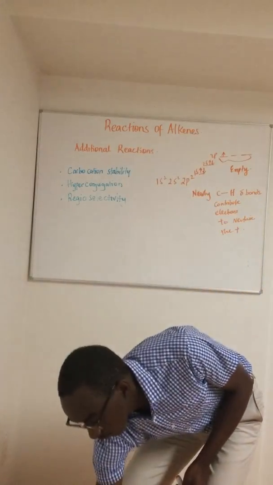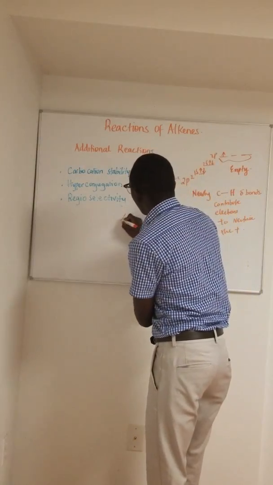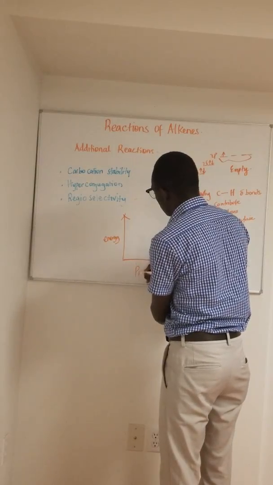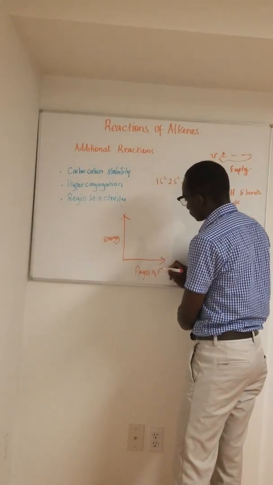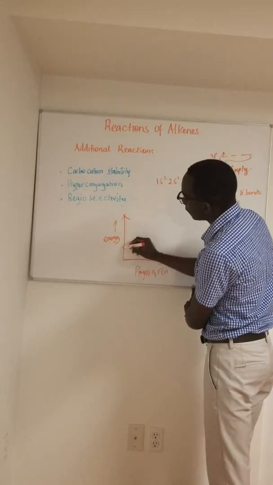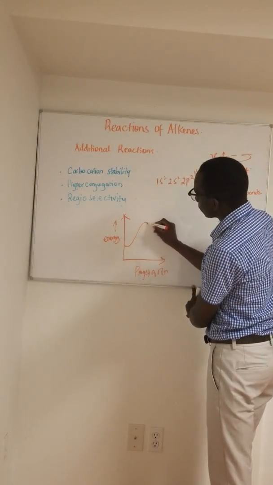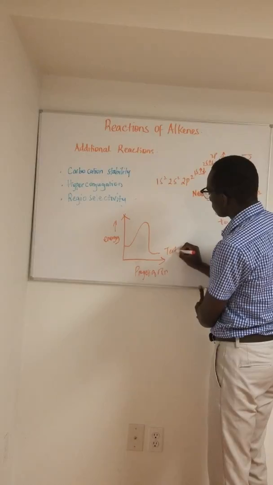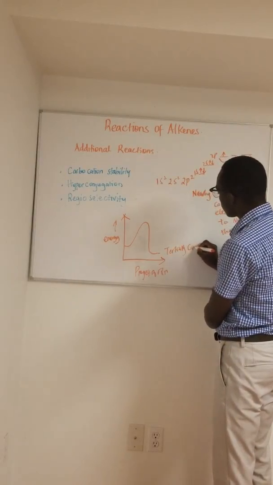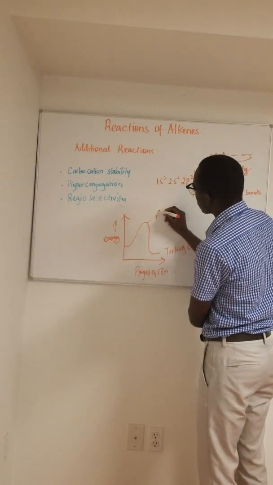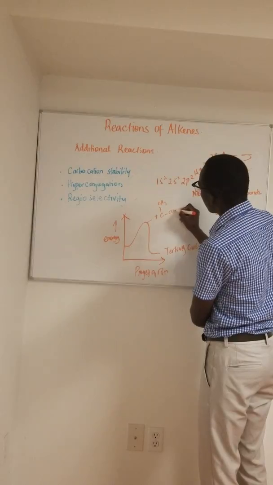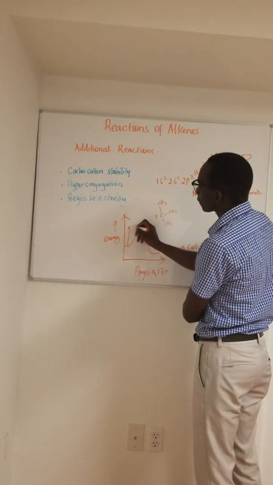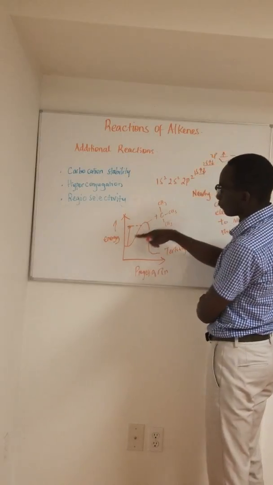So therefore, under hyperconjugation, when we draw the curve for energy versus the progress of the reaction, we shall see that if this is my tertiary carbocation formed at this point, this tertiary carbocation has a lower activation energy from this point to that.